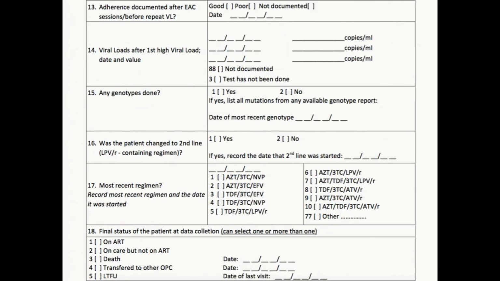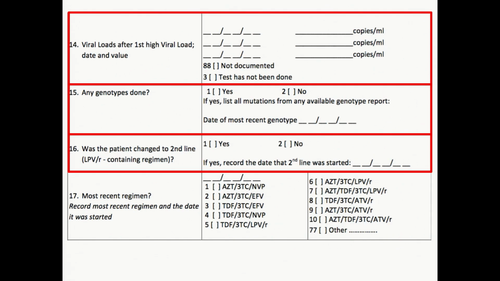And so the second half of our data form tells you all of this stuff. So I want to draw your attention to the first 3 boxes. The first one is your viral load after your initial viral load. So ideally, you're supposed to have your first viral load, and then you're supposed to go through your counseling sessions, and then you have another viral load. And that tells you whether or not your viral load has increased, decreased, stayed the same, and that sort of thing. And then the second is whether or not a genotype was done.